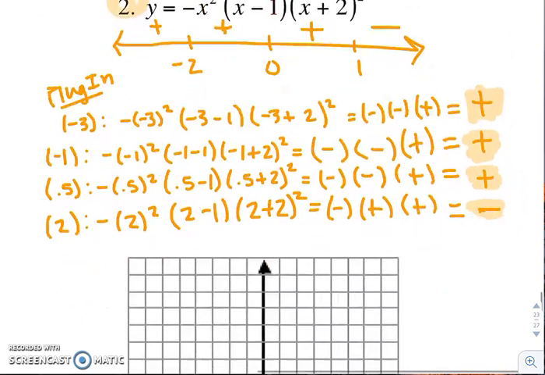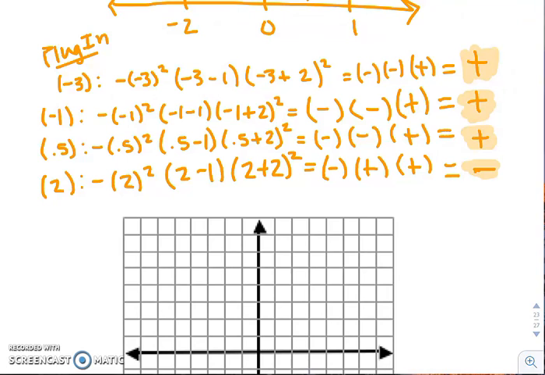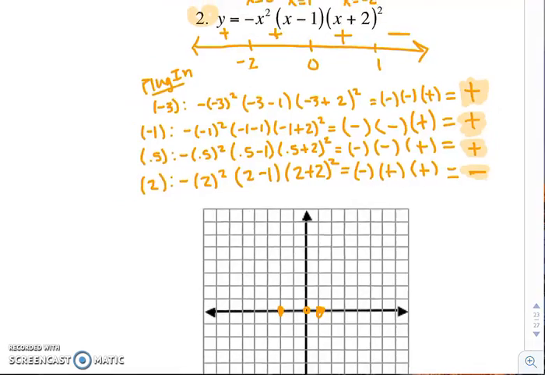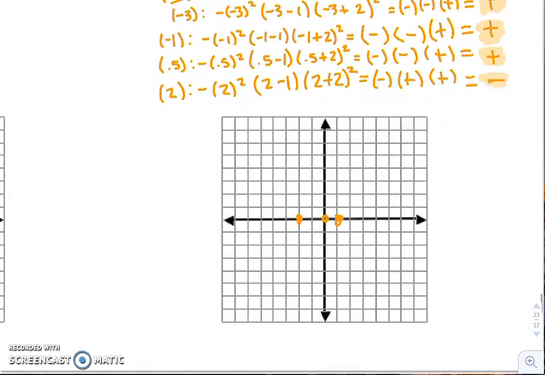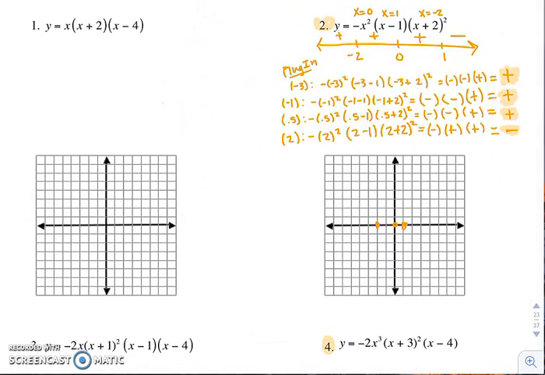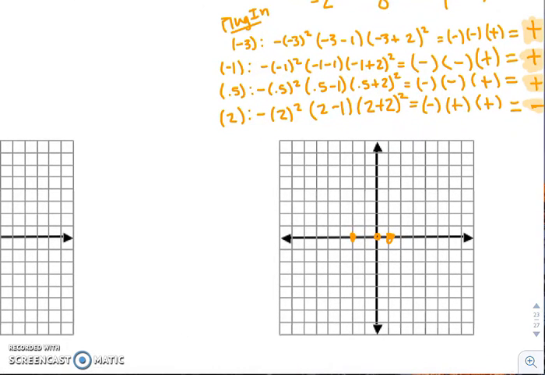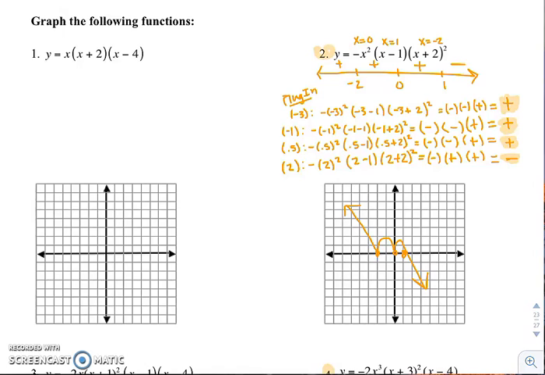So on your graph, let's plot the zeros, negative 2, 0, and 1. And after plugging those values in, we know that it's positive from the left to negative 2, negative 2 to 0, 0 to 1, and then from 1 onward is the only part that's below the x-axis.